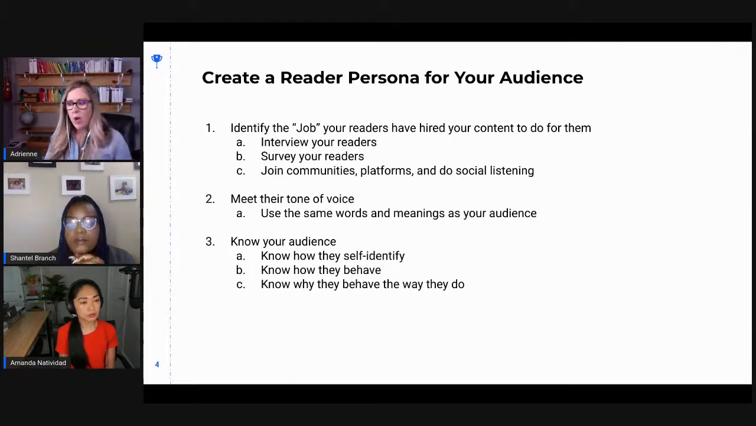And I think always having that piece of information in mind helps you really make sure that what you're creating isn't just content for content's sake. It's going to have a purpose, right? Like, it's going to do a job.